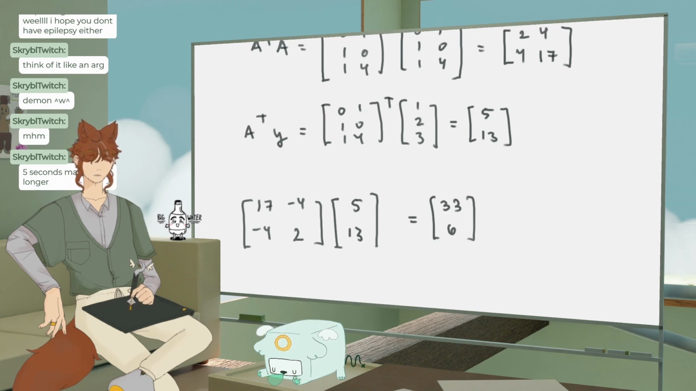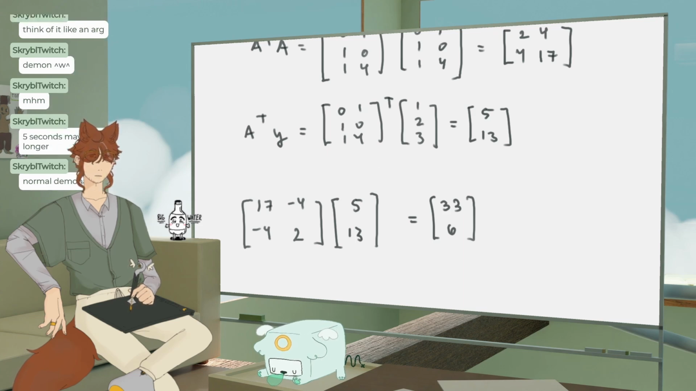Oh god, are those given as columns or rows? 1, 2, 3, 3. Okay, they're given as columns. Or sorry, rows.